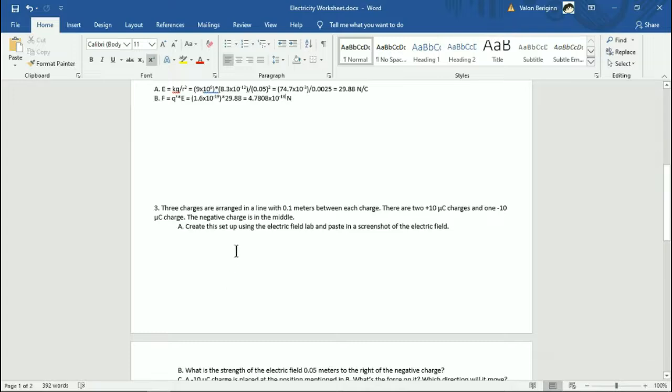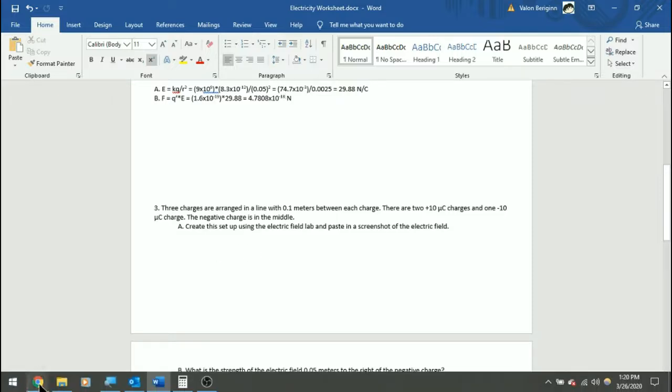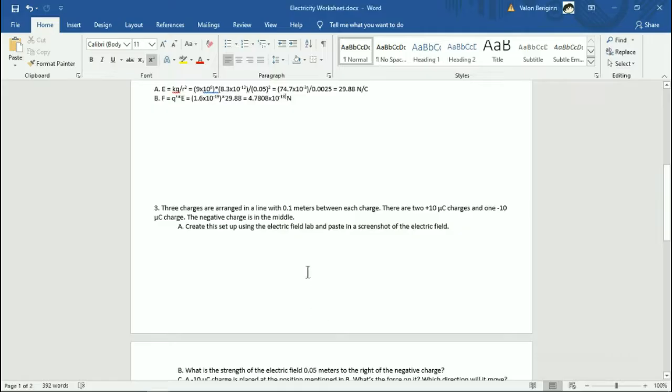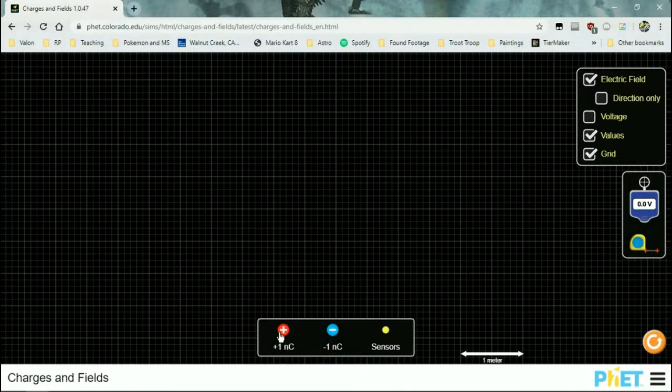Okay, 3 charges are arranged in a line, 0.1 meters between each charge. There are 2 plus 10 microcoulomb charges and 1 minus 10, the negative charge in the middle. Create the setup using the electric field lab and please screenshot. Okay, so I'm going to kind of cheat and not do the exact setup, just because the numbers don't line up that well for this to work. These are nanocoulombs, which means if I wanted to do this accurately, I would have to put 10,000 charges down. I'm not going to do that. And even if I switched this to nano, I'd still have to put 10 of these and 10 of these and then 10 more of these. That's a lot.